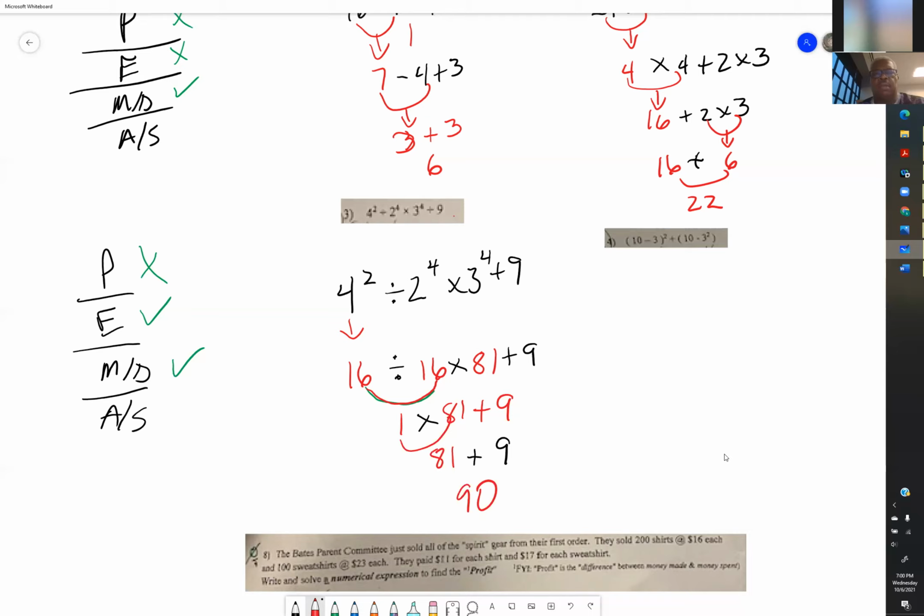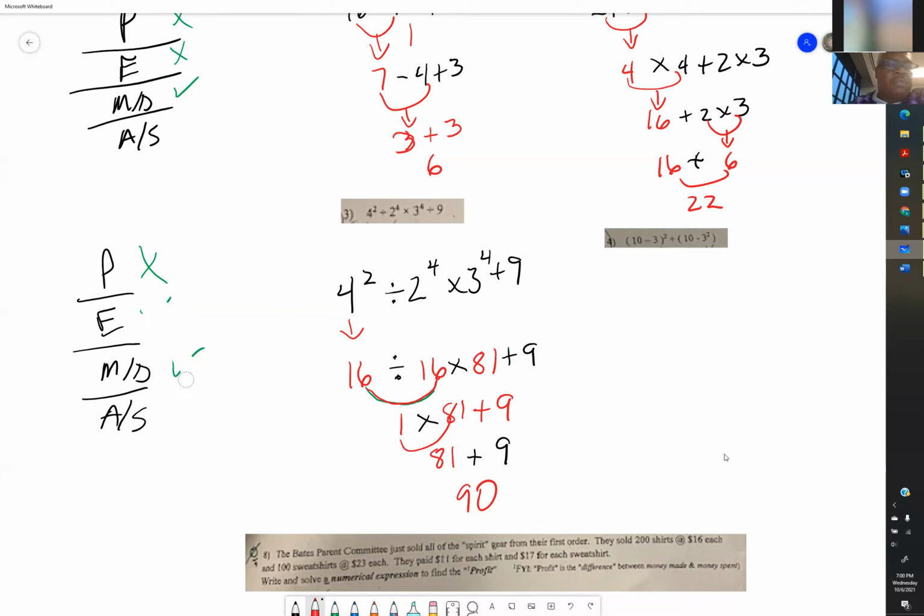And I think I'm going to recheck it. 4 squared is 16, 2 to the 4th power is 16. And okay, 81. All right, it checks out. All right, next one. Let me erase this because we got to do a whole different one.